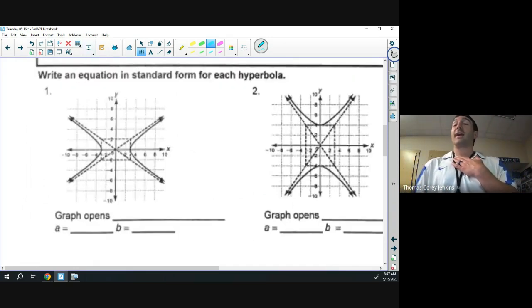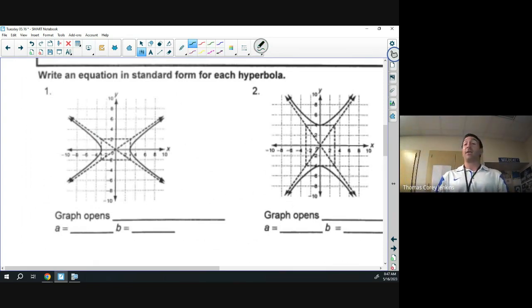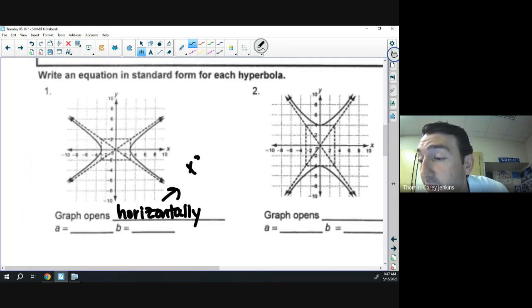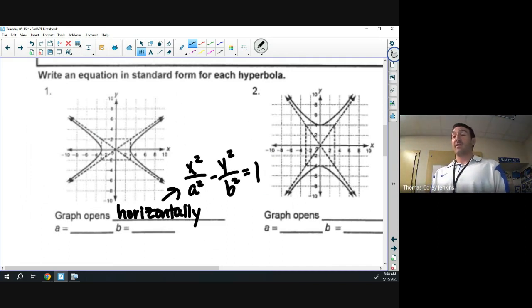All right, so just looking at number one there, just looking at the visual, those twin parabolas open to the side, right? So we say this graph opens horizontally. So why do we care? That tells me basically my form is going to be x squared first. So x squared over a squared minus y squared over b squared equals 1. And again, all that stuff's at the top, but that's the form of a horizontal opening hyperbola.